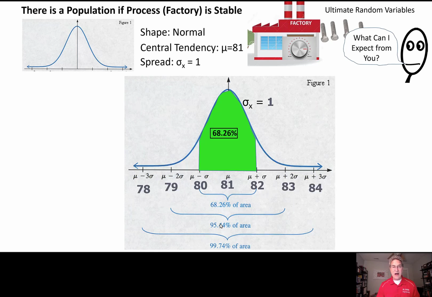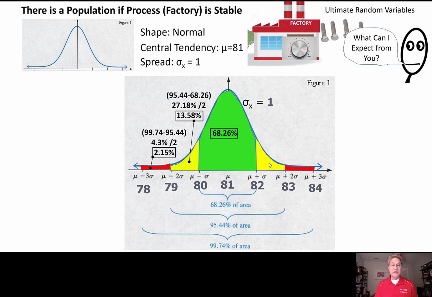Now, check this out. So the middle is 68.26, but look at this, the yellow areas. If I take 95 minus 68, I get 27 divided by 2. That means 13% of the time I'm going to be between 79 and 80 or 82 and 83. That's a lot of good information.